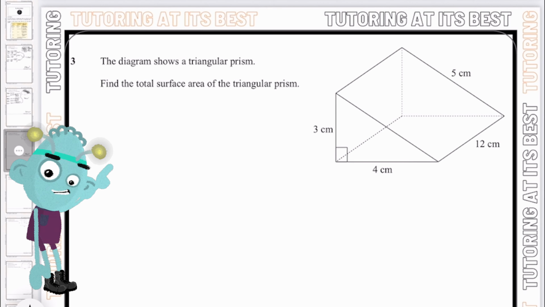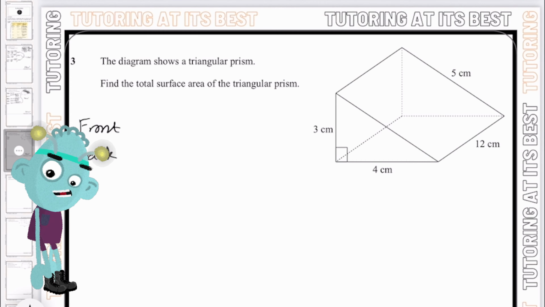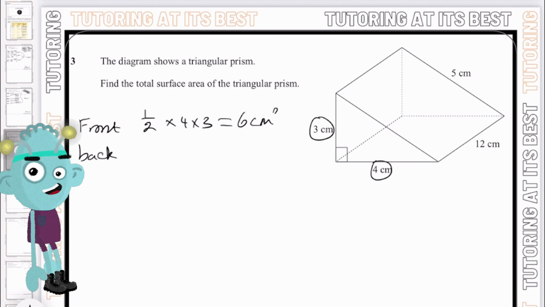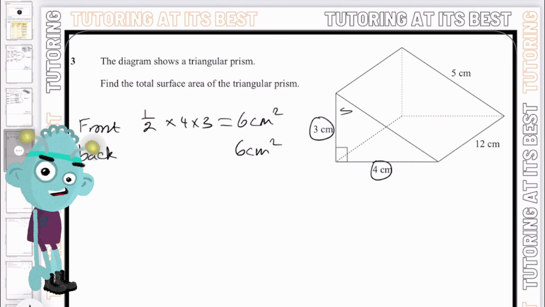Marvelous. So question 3. Let's go ahead and calculate the front and the back of this triangular prism. Once again, we're going to go with a half times 4 times 3, which is our base and our height. Again, we know 4 times 3 is 12, divided by 2 is 6 centimeters squared. So that's again for our front and our back.